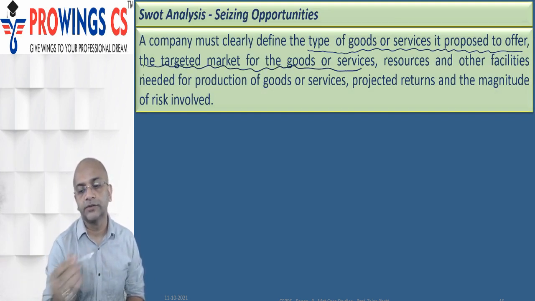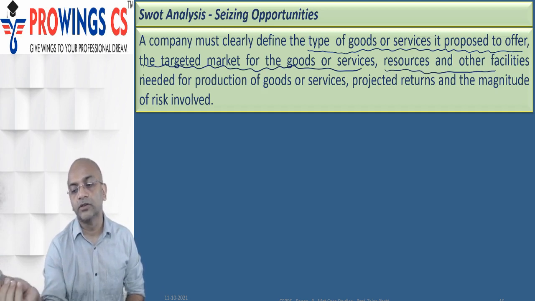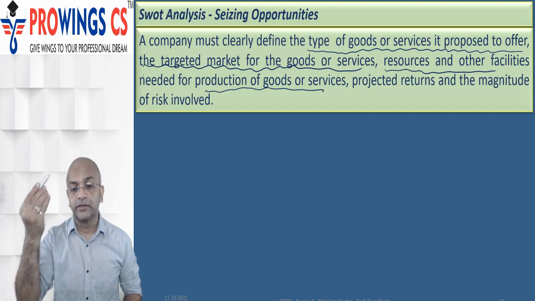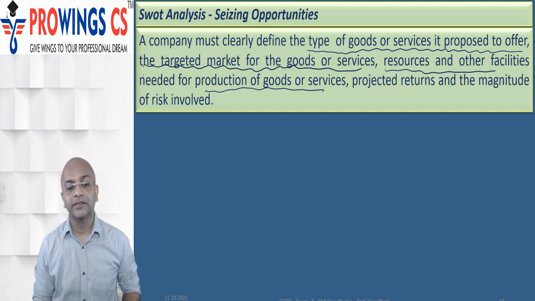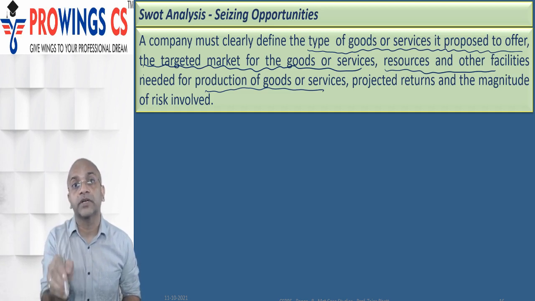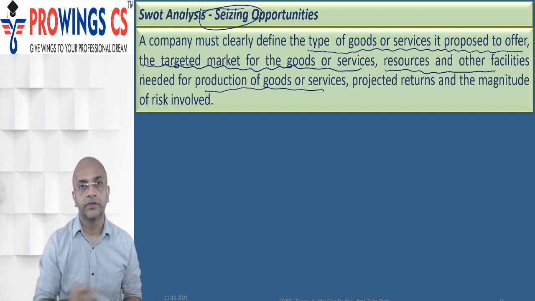market for the goods and services, resources and other facilities needed for production of goods and services, projected returns, and what magnitude of risk is involved. These are the things which are supposed to be worked upon for seizing the opportunity.